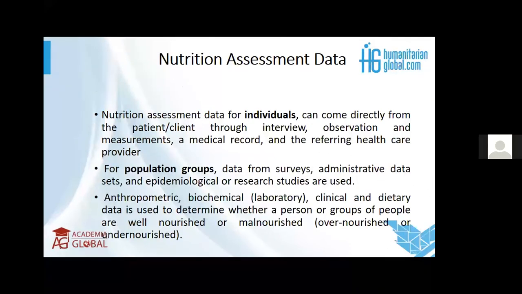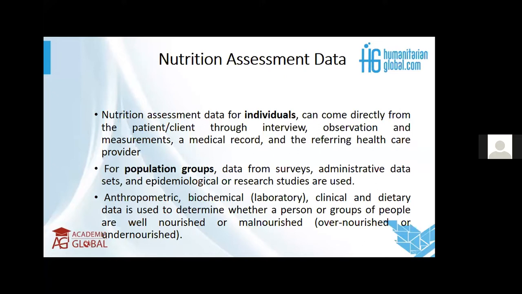Now, as we said, nutrition assessment is a process of collecting data. And this data is the one that we interpret to find out what the nutrition problems are. So here we have a comment saying that nutrition assessment data for individuals usually come directly from the patient or the client through processes such as interviews, observation, measurements, their medical records, or even through referral from their healthcare provider.